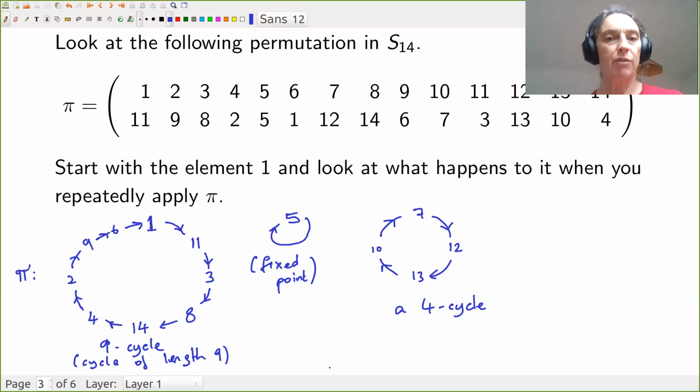We can observe here we've got 3 cycles. One of them is length 1, one is length 4, one is length 9. You could imagine a permutation of 14 things that has, let's say, 3 4-cycles and 1 2-cycle. So the key point here about the 9, the 1, and the 4 is that they add up to 14, which is our total number of elements.